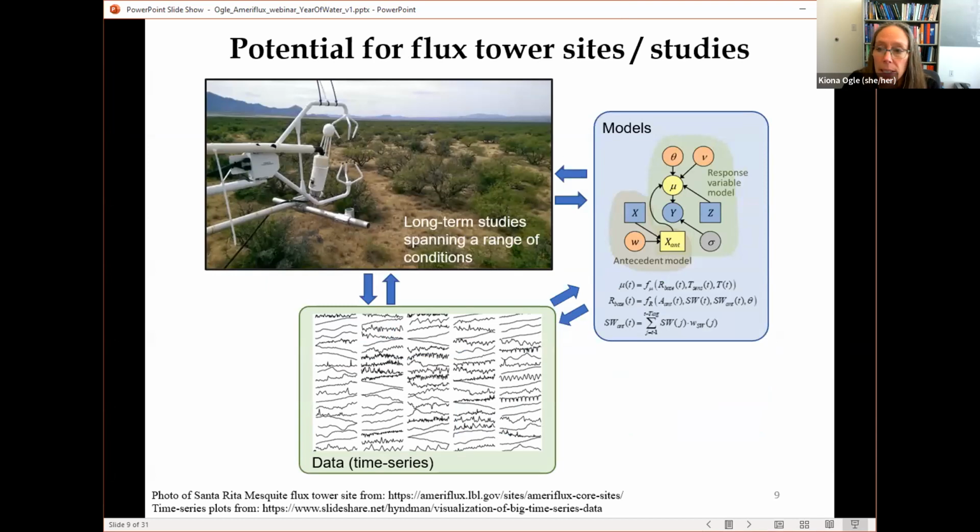This may be achieved by collecting data or designing experiments to cover a wide range of conditions that produce varied combinations of concurrent and antecedent conditions and that generate response and driver time series. And long-term flux tower sites provide exactly these kind of data. And combining those data with modeling approaches will allow us to uncover these timescales of influence.